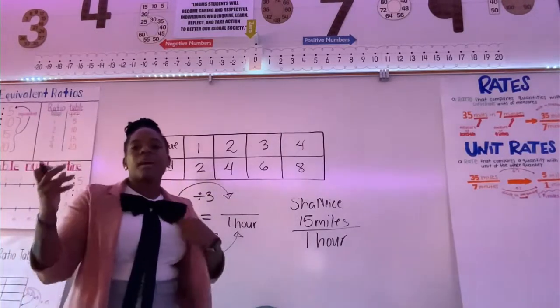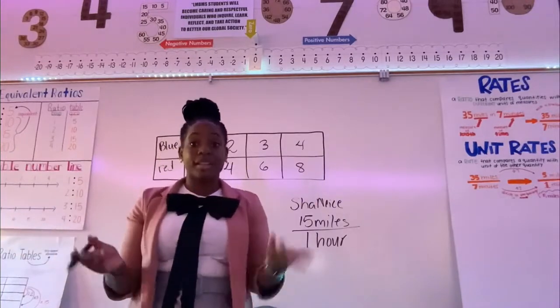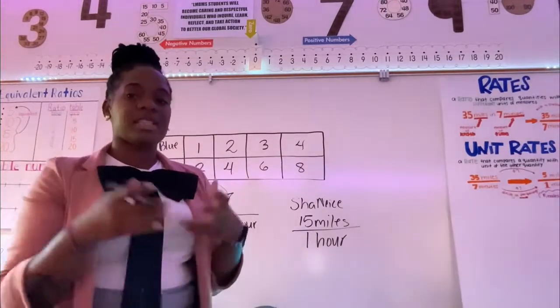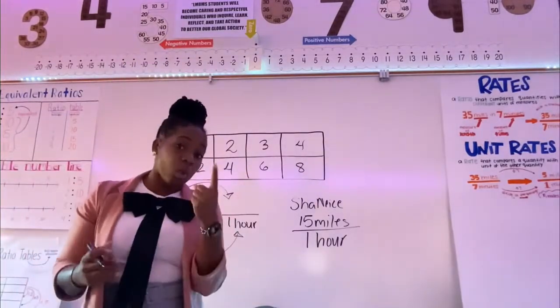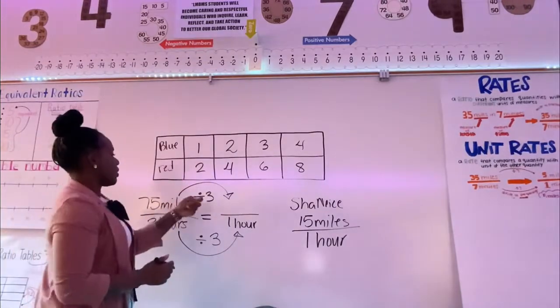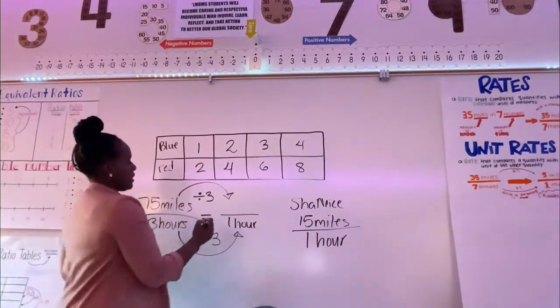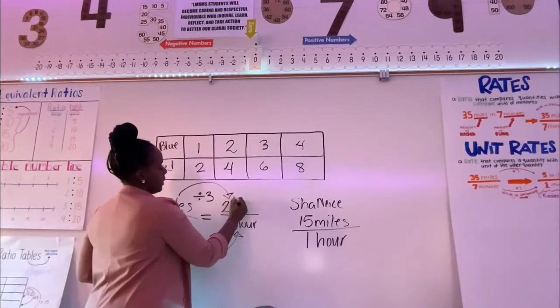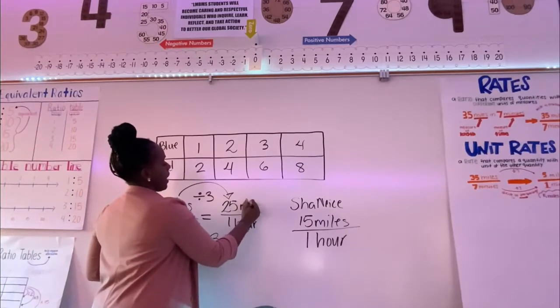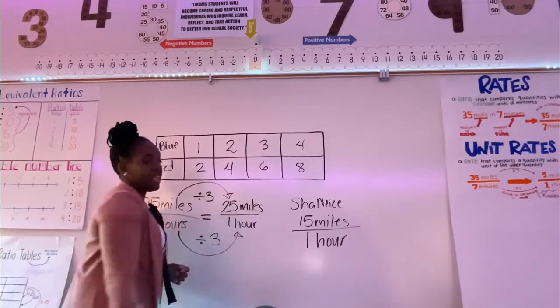75, we can think about money, right? So 4 quarters make $1, right? 3 quarters make 75 cents. So how much does 1 quarter equal? So 3 will go into 75 25 times. So Brian is going 25 miles in an hour, right?